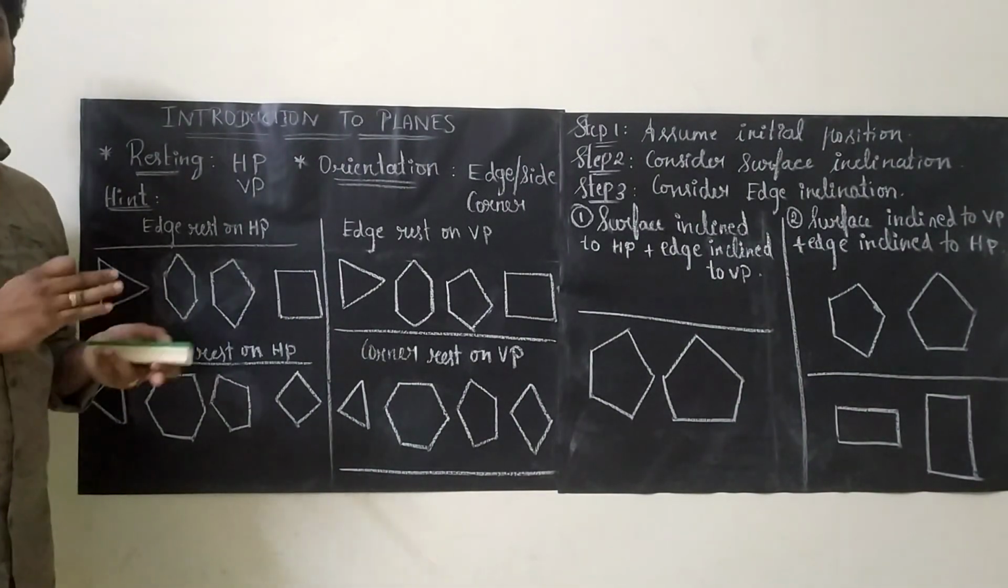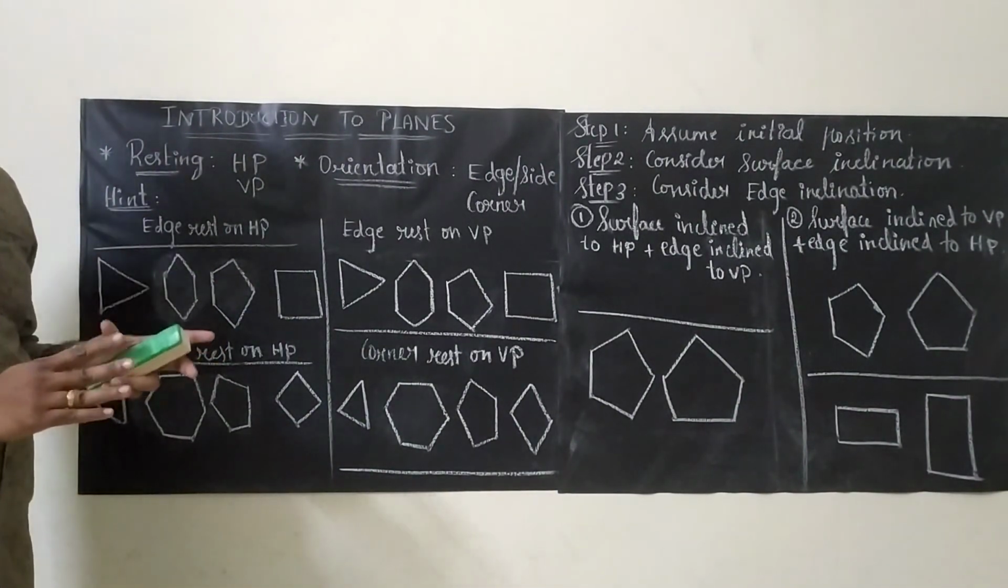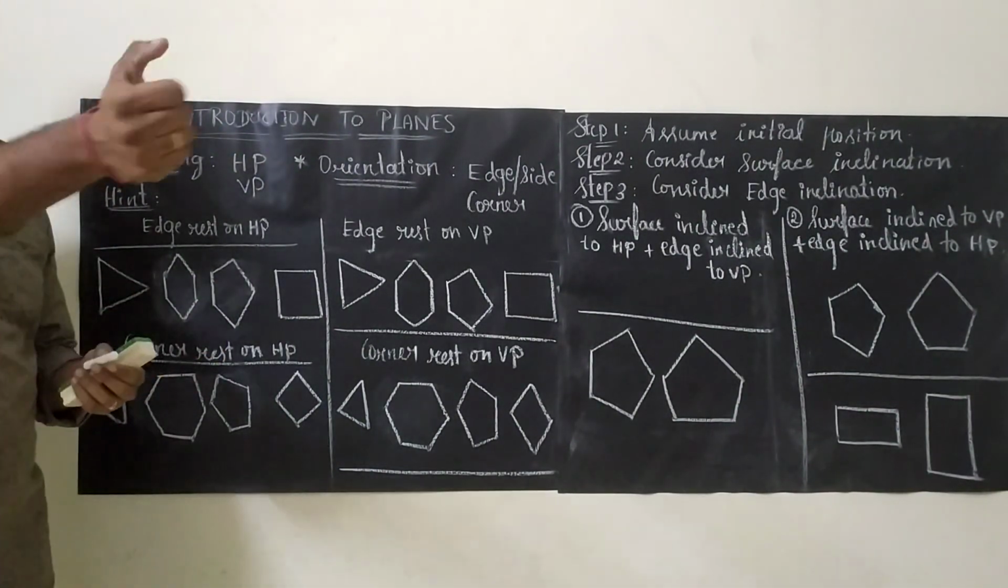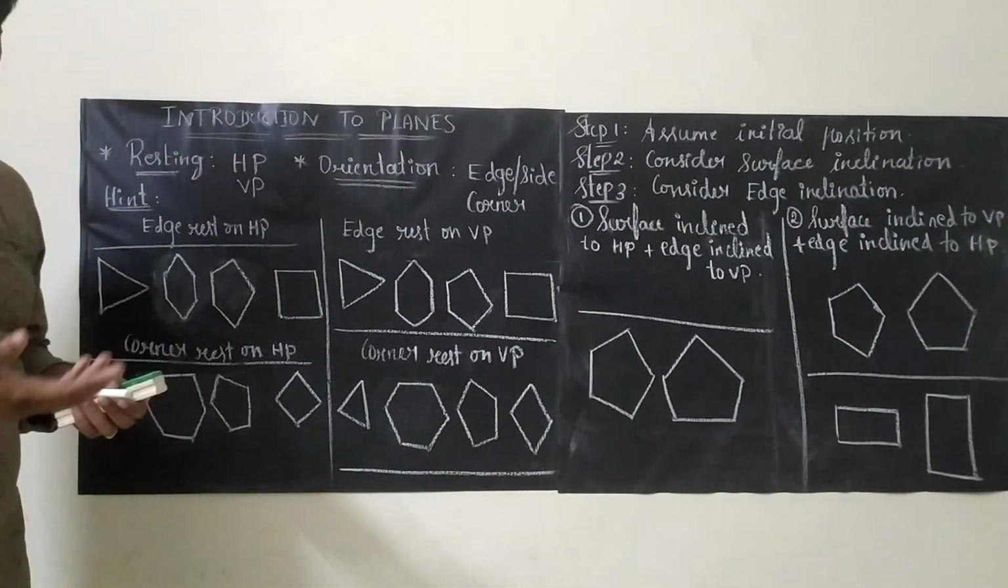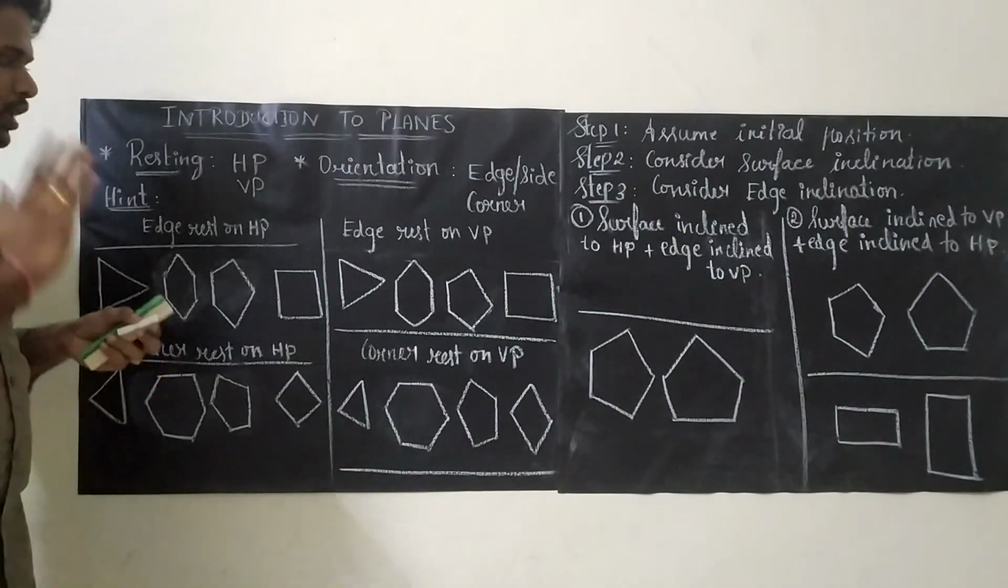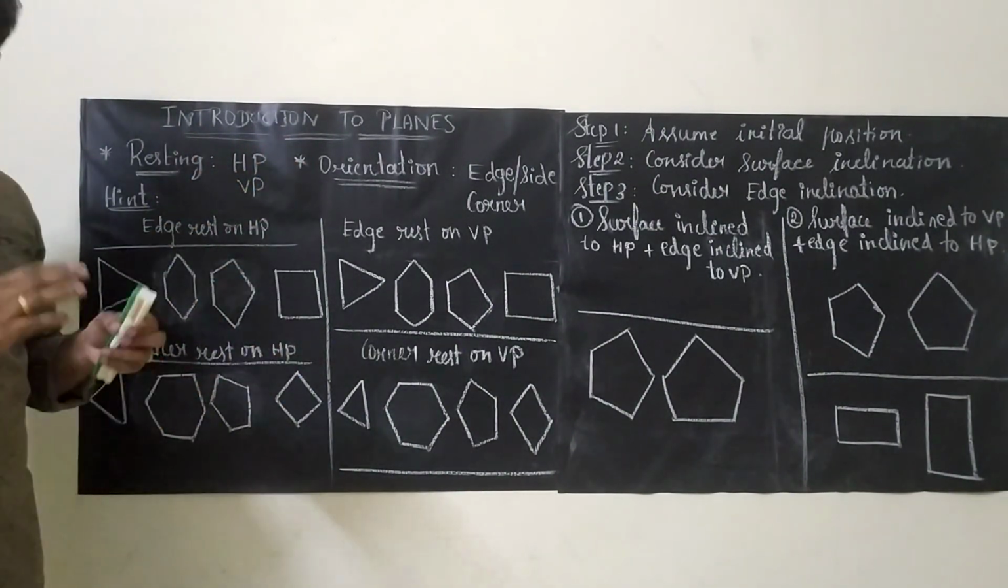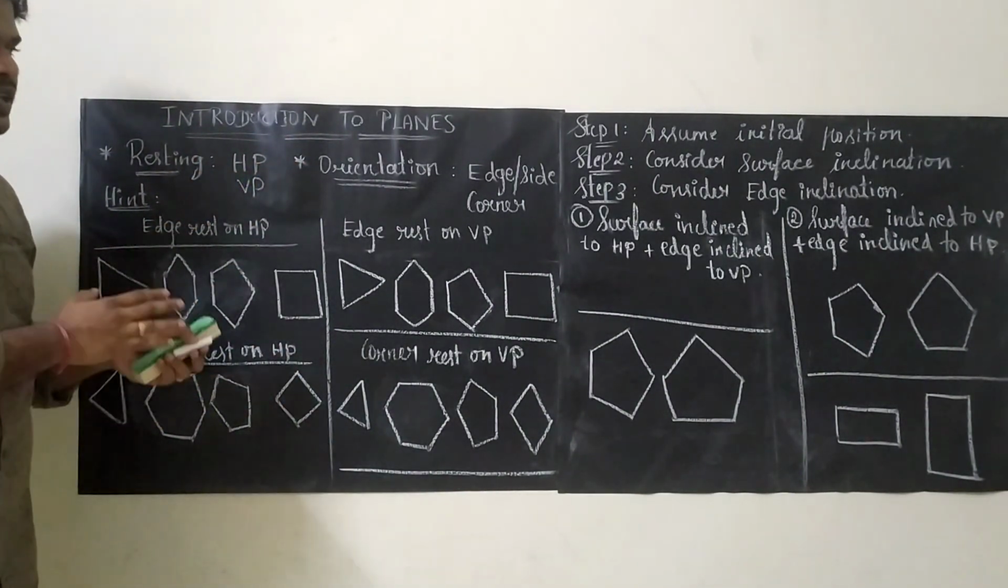You won't be getting all the planes together in a single question. For example, you will be getting a question like either it's a hexagon, either it's a pentagon, either it's a circle, like that only. So just have a hint of it. When you are solving the problem, it will be very easy for you.